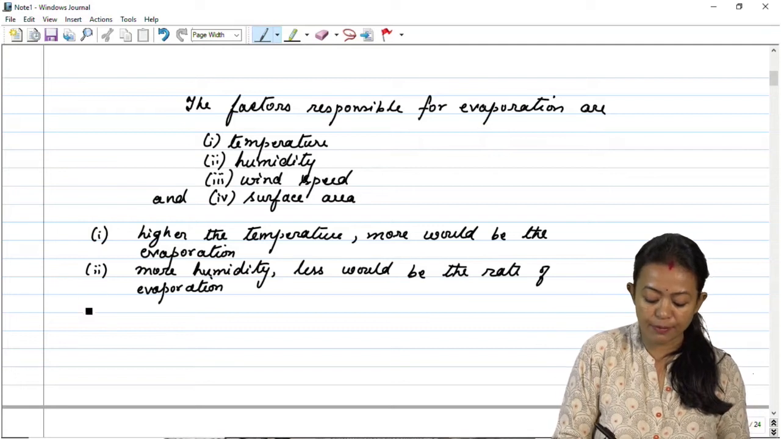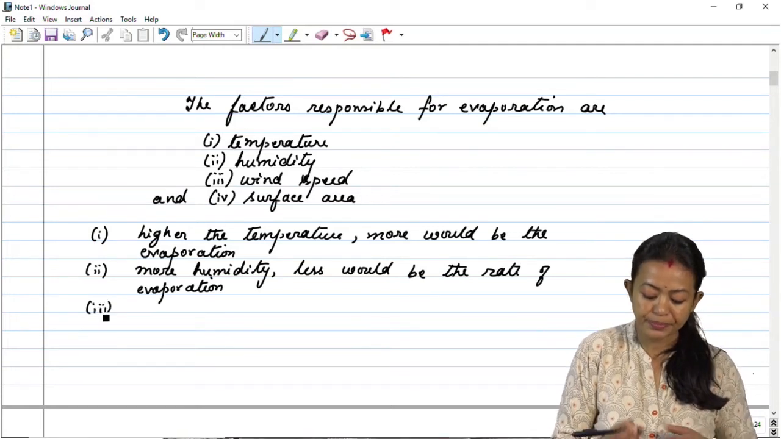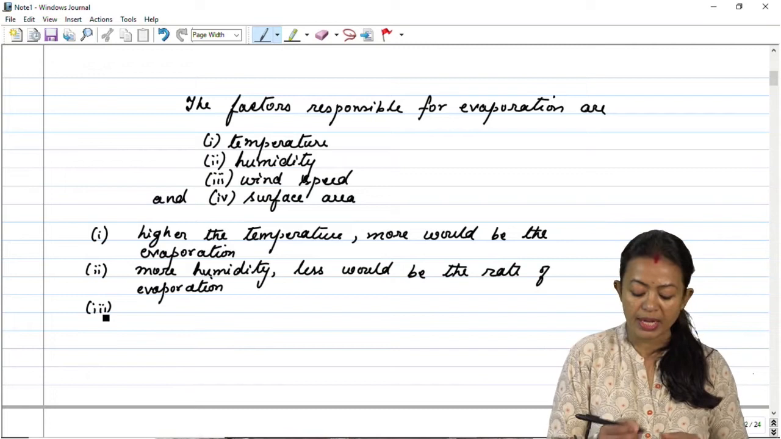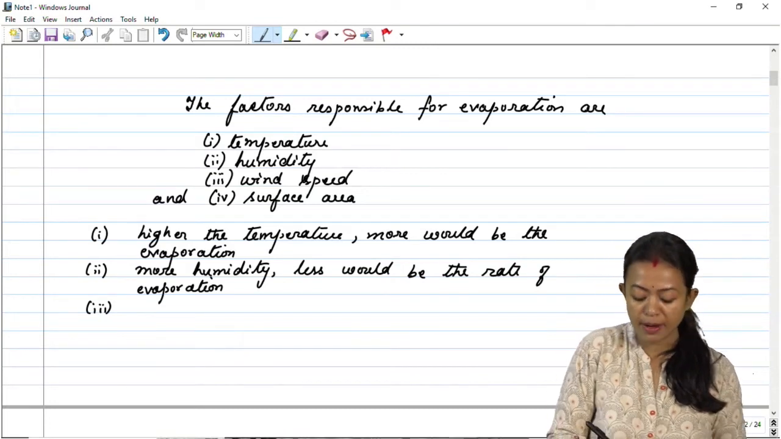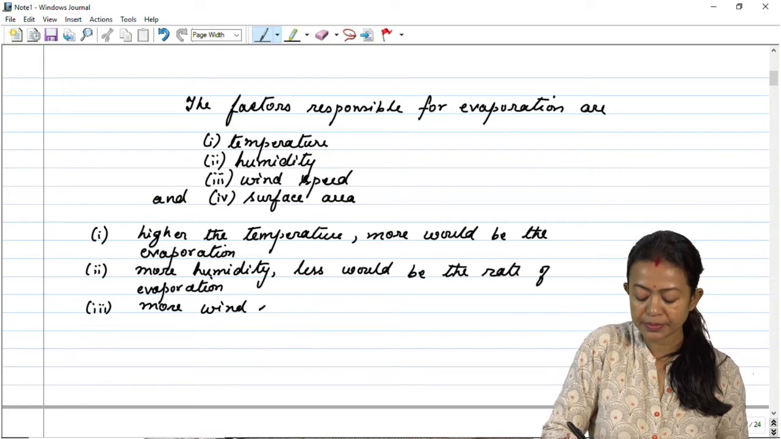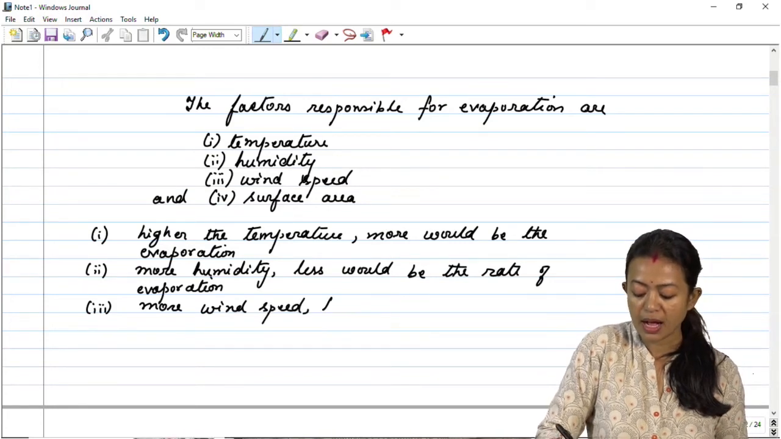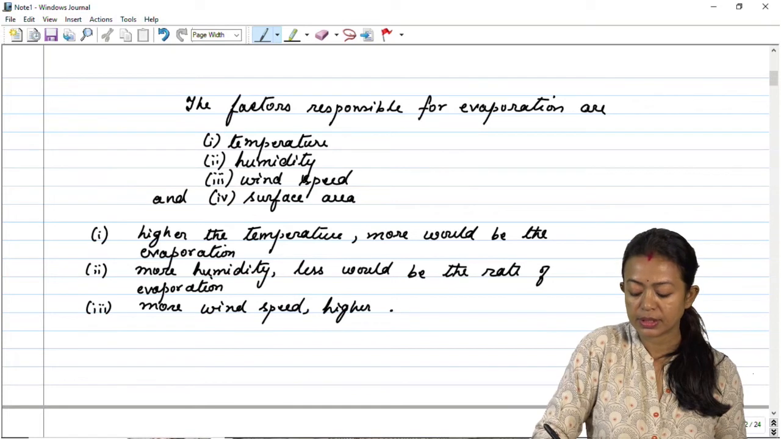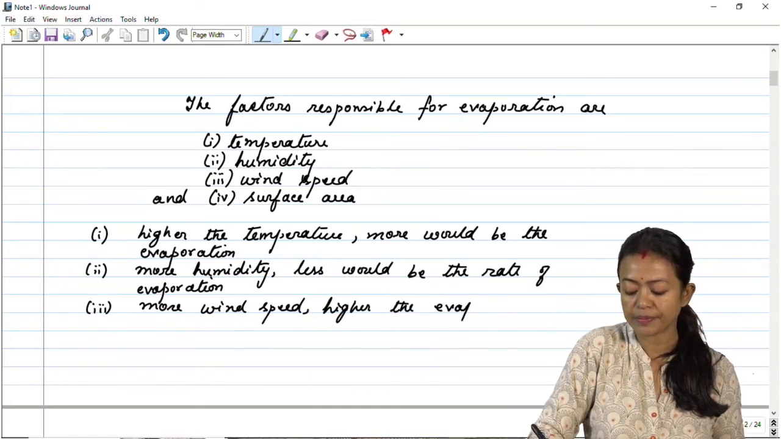Next, what is the third factor? Wind speed. Now how does wind speed influence? More wind speed, higher the evaporation rate.